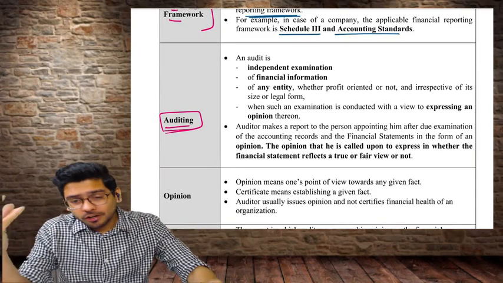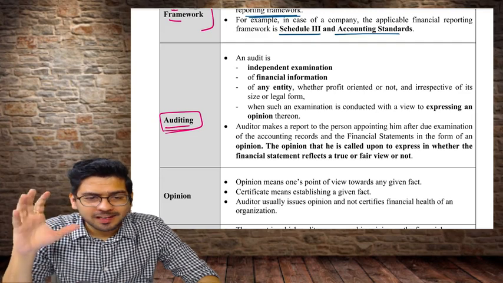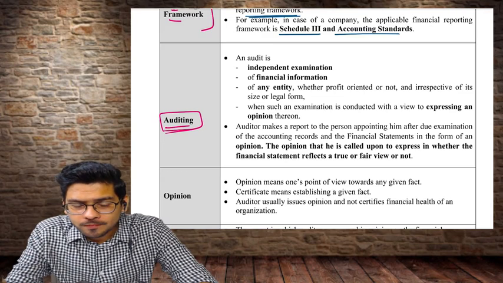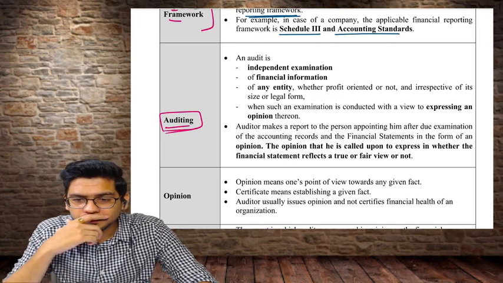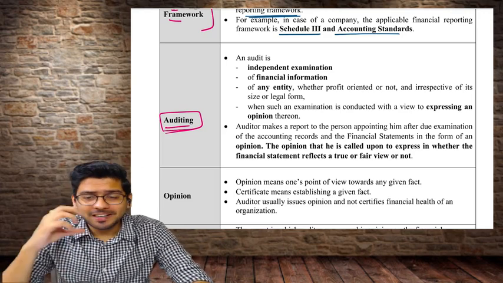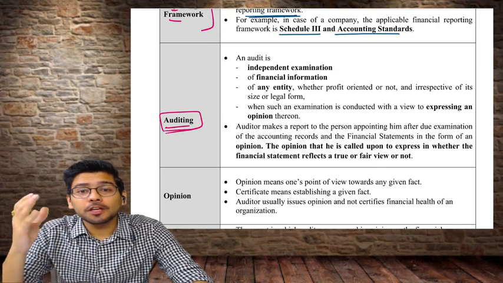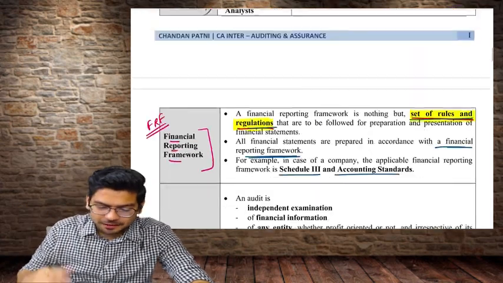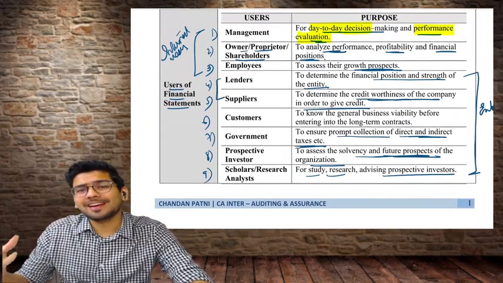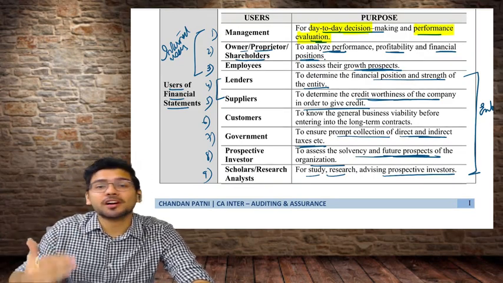Can I say that assurance is the outcome of auditing? Yes. And this assurance, who is getting the assurance? The users of the financial statements. Users can be any: shareholders, management, lenders, suppliers, customers. Everyone will get an assurance if the financial statements are audited and signed by an auditor, a chartered accountant.